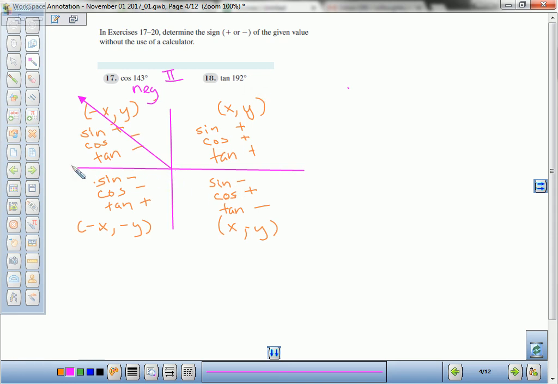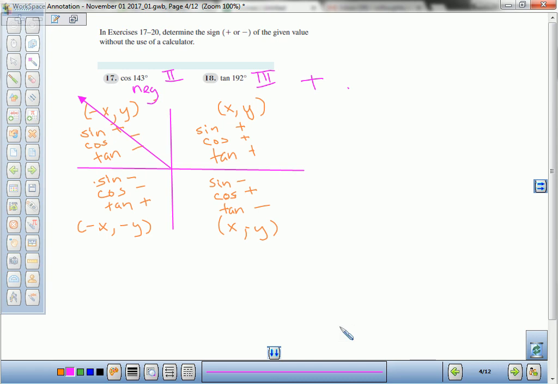192, that'd be slightly past 180, right? So this would be in the third quadrant. What is tangent in the third quadrant? Positive. Did that help clear up any confusion with the homework? It did. Okay. Any other questions about the homework before we move on? Yes, sir. Sure. It'll be in today's notes also.